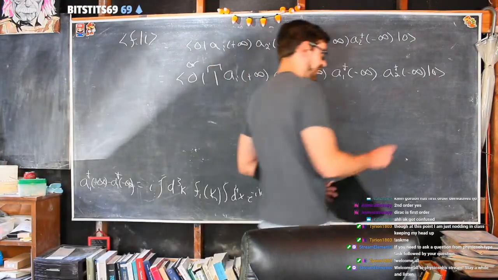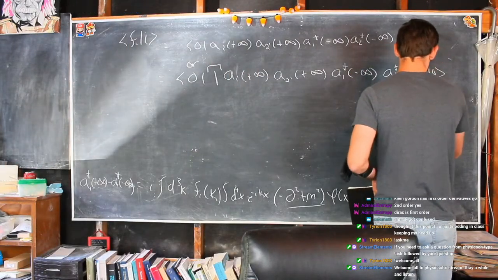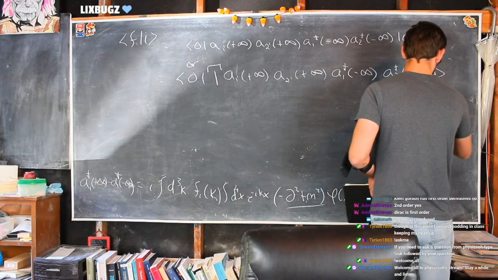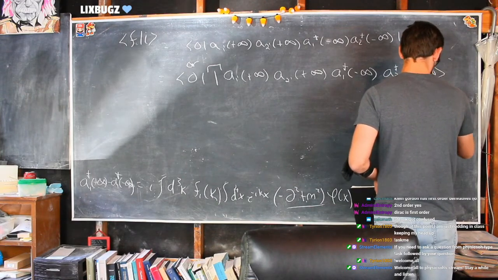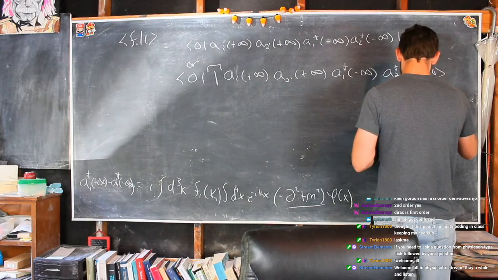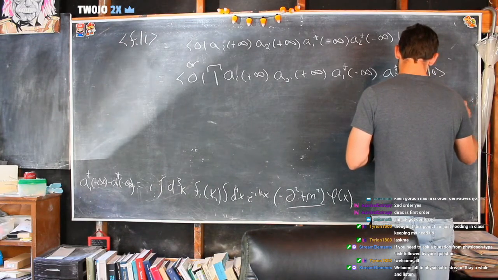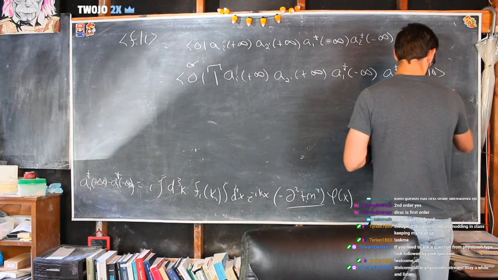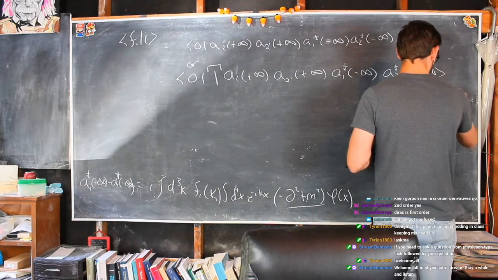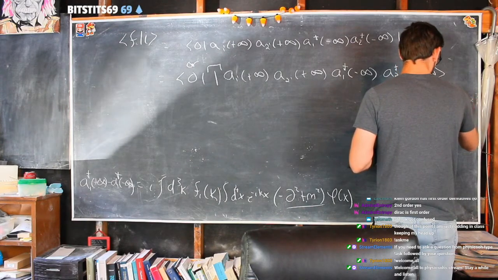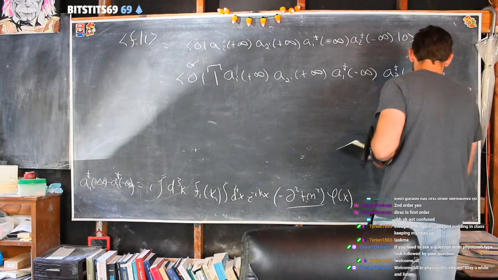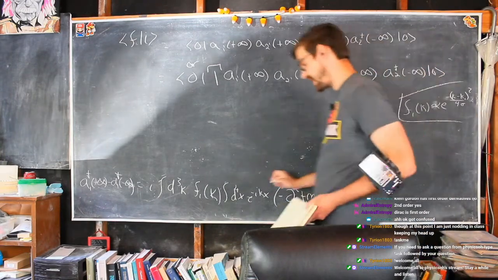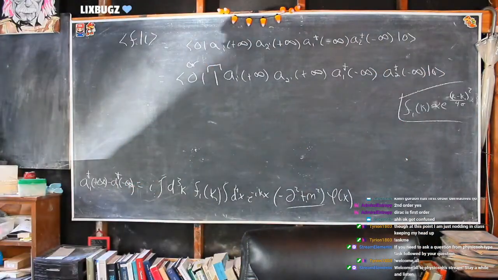Remember I said that the F1 of K was proportional to, and it basically controls the size of the wave. What did I say it was? It was negative K minus K1 over 4 sigma, something like that, right? And this is squared. So that was another little identity we had to take care of. The F basically controls the size of the wave.